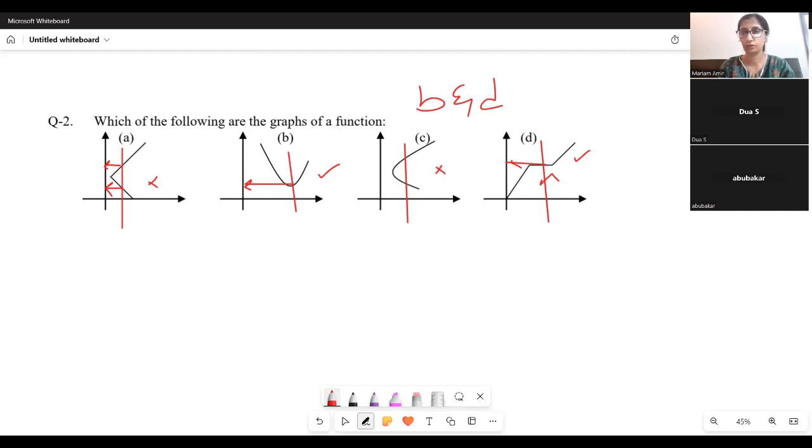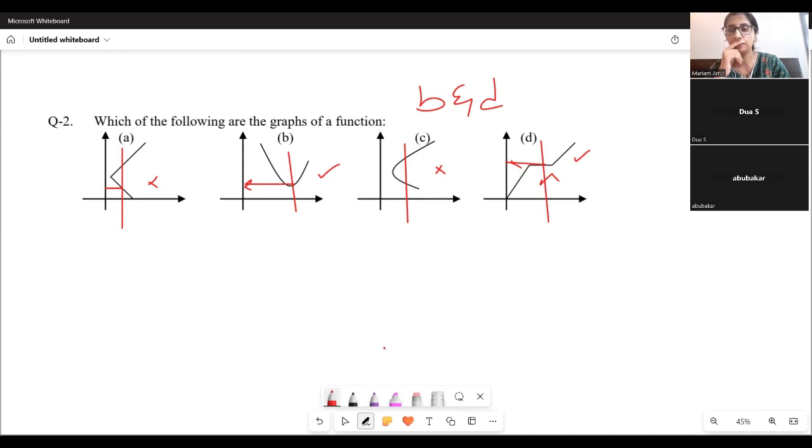Question 3. Although this is not that question, but if a question comes up asking which of the functions have an inverse possible, what is the answer? A and C. No, only A and C.